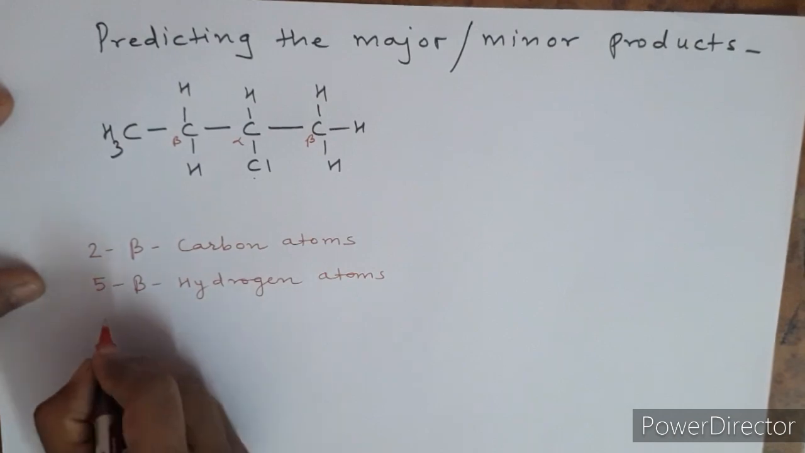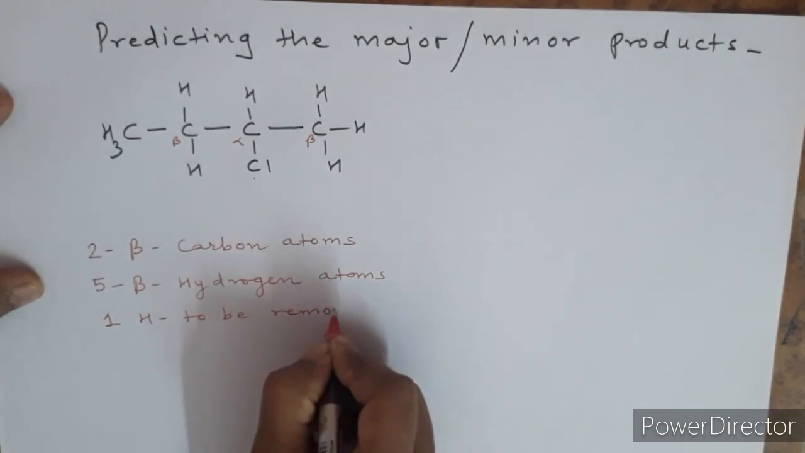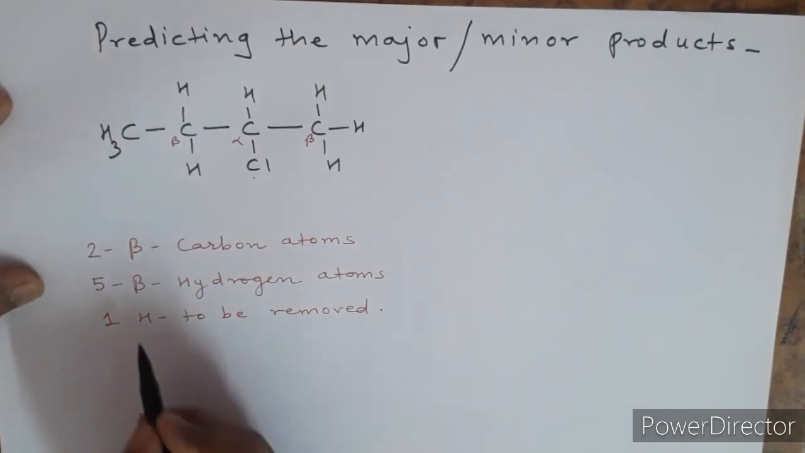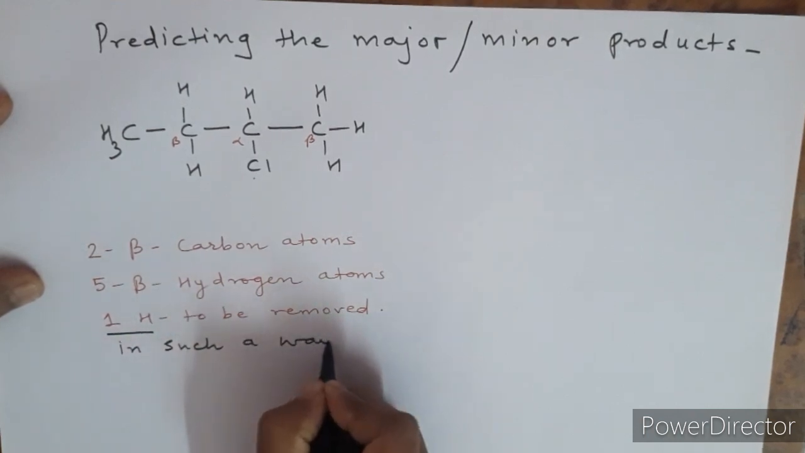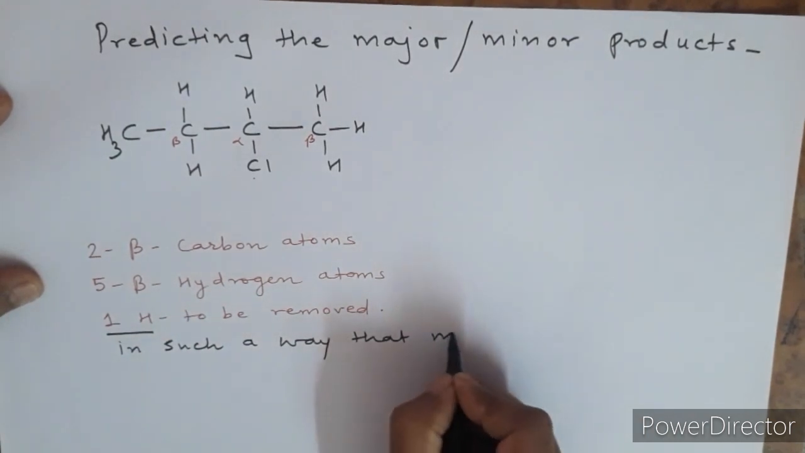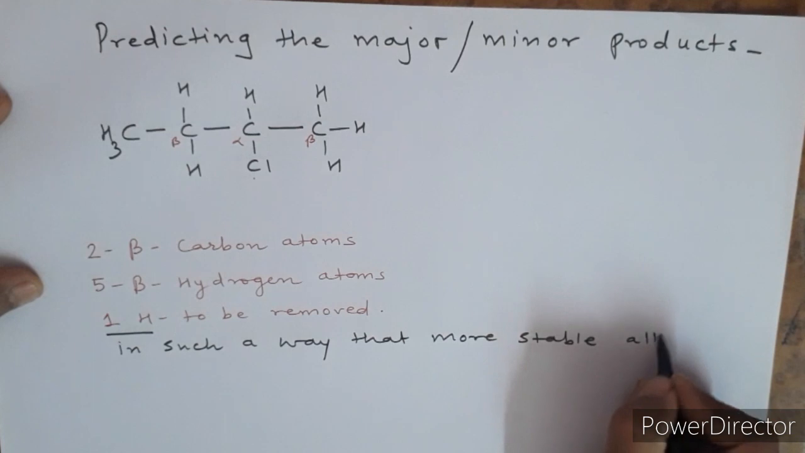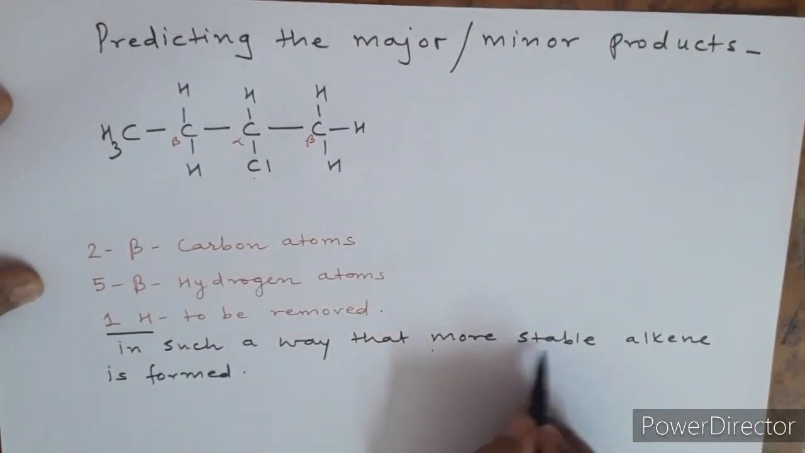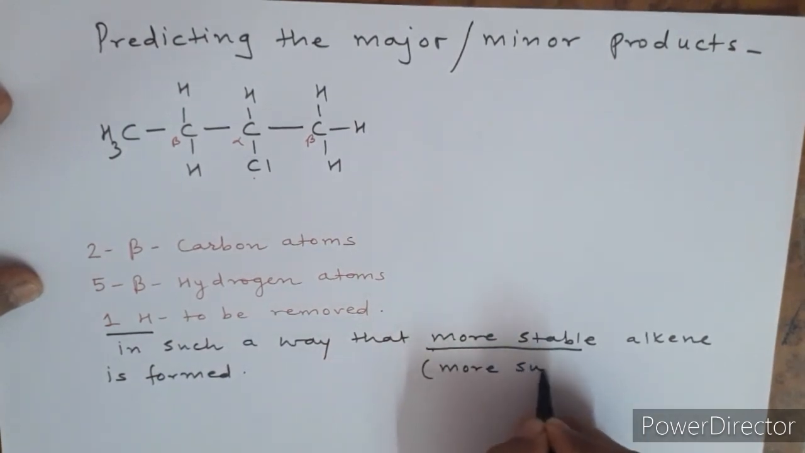So here we can see that there are two types of beta hydrogen atoms. CH3 is one type and that CH2 is another type. So total two types of beta hydrogen atoms, and hence two products would be formed. How are we going to write down the answer is by using the rule in such a way that the more stable alkene is formed. The alkene which is more substituted is called as the more stable alkene.